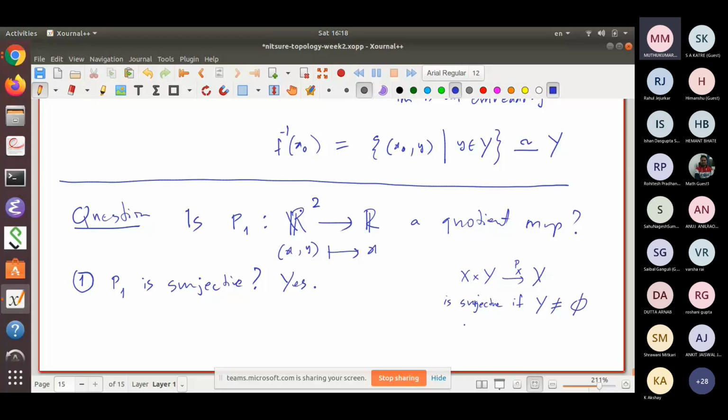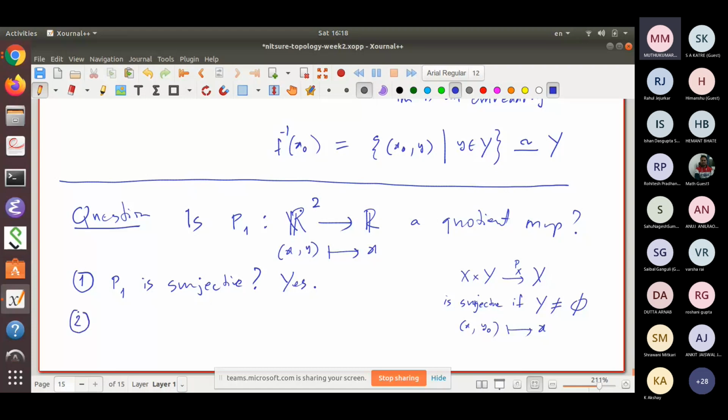Because then I can always take a point (x, y0) and that will map to x. I'm not saying if and only if. Y can be empty, X can be empty, and then this map is again surjective. Okay. So the answer to the first one is yes.